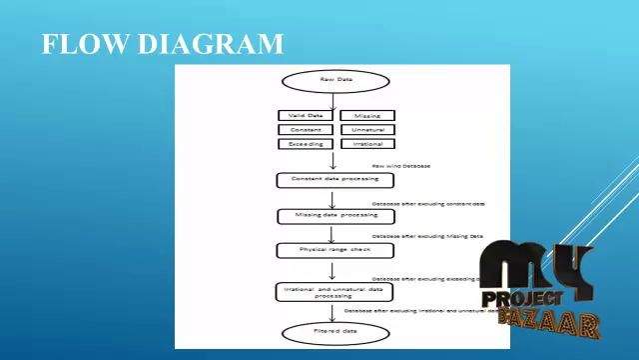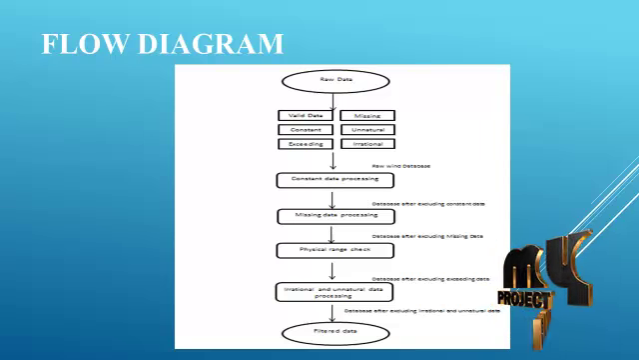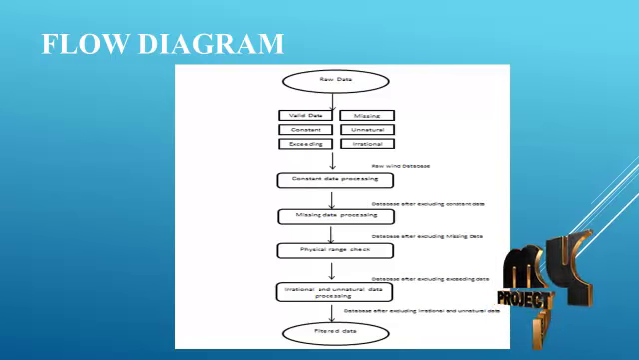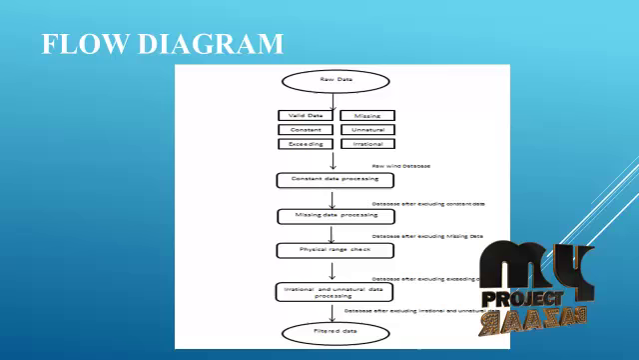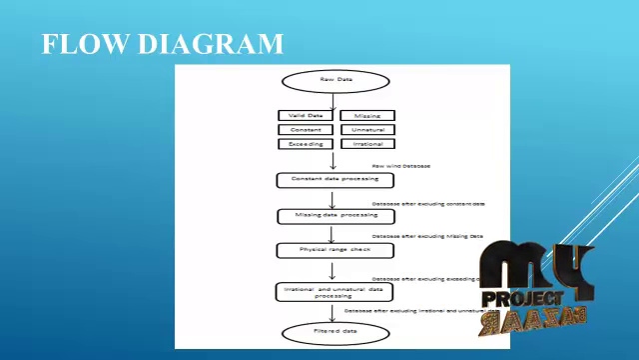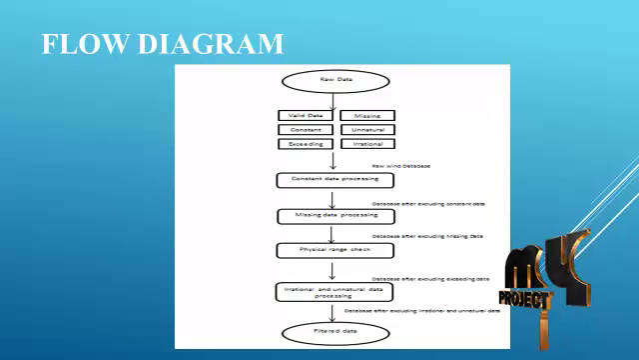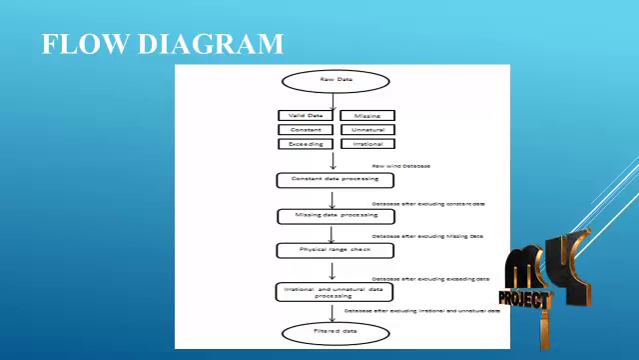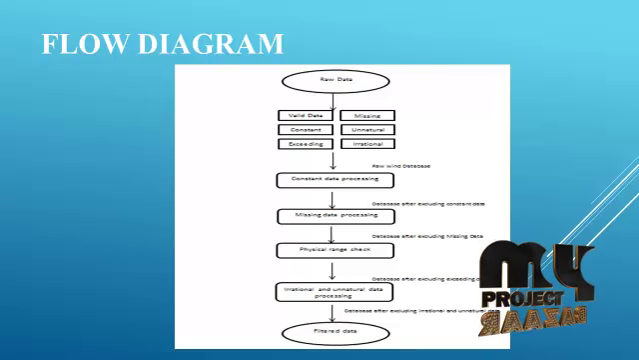In the constant data processing module, all the constant values are filtered. The constant data values have the same turbine speed and power production. Then the output of the constant data processing is given as input to the missing data processing. In the missing data processing module, all the missing data are filtered out. Then the output is given to the physical range check.